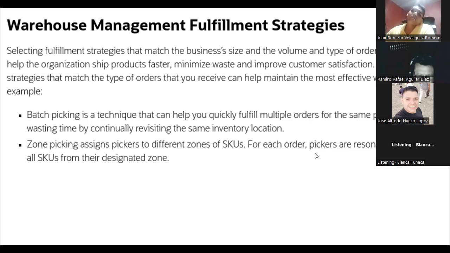For example, batch picking is a technique that can help you quickly fulfill multiple orders for the same product without wasting time by continually revisiting the same inventory location. Zone picking assigns pickers to different zones of the SKUs. For each order, pickers are responsible for picking all SKUs from their designated zone. Very good, perfect.